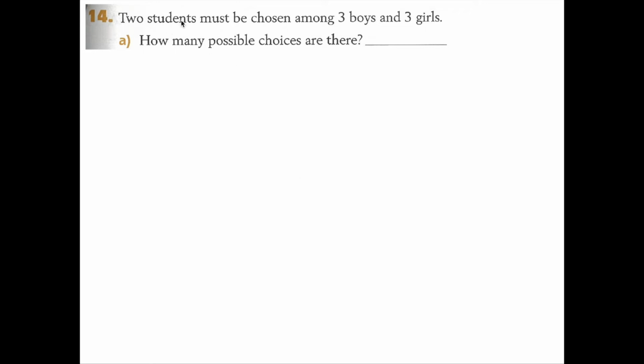Question number 14, 2 students must be chosen among 3 boys and 3 girls. How many possible choices are there? Okay, so if you just have 6 kids and you're picking 2, and we're not saying what they're picking them for, so presumably the order does not matter. So the order doesn't matter, that's a combination, and we're not going to replace, so it's a combination without replacement, which is n factorial divided by n minus r factorial times r factorial.